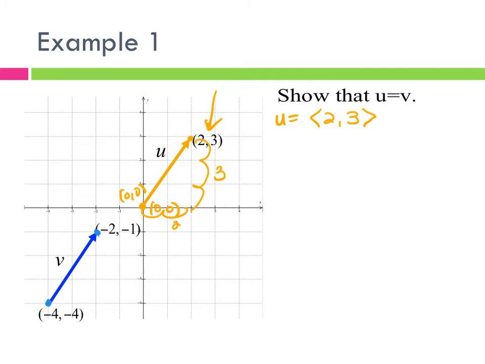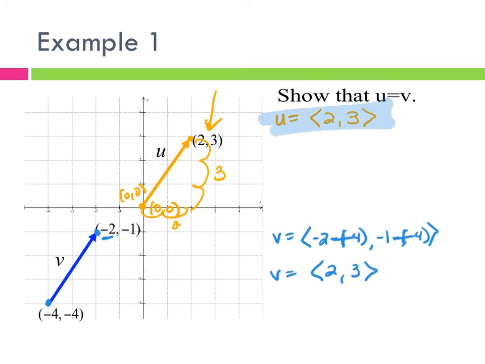And then the component form, this time it's not 0, 0 to that point, so I actually have to find it, right? The change in x, so this is my terminal, -2 minus a -4, and then -1 minus a -4. That becomes plus, and I get 2, and this becomes plus, and I get 3. So yes, already I'm showing my component forms are the same. What else do we say has to be the same?